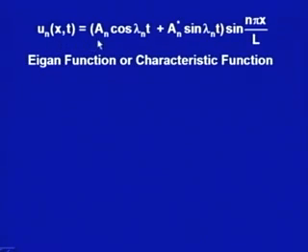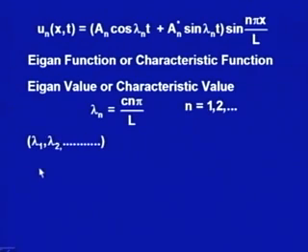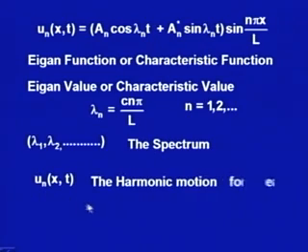This solution, the function u n x comma t, we call the eigen function or characteristic function for this initial boundary value problem. Actually, we have not satisfied the initial conditions, just the boundary conditions. And this lambda n is known as the characteristic value or the eigen value of this boundary value problem. This complete set lambda 1, lambda 2 and so on is known as the spectrum. This u n x t is called the harmonic motion for each n.